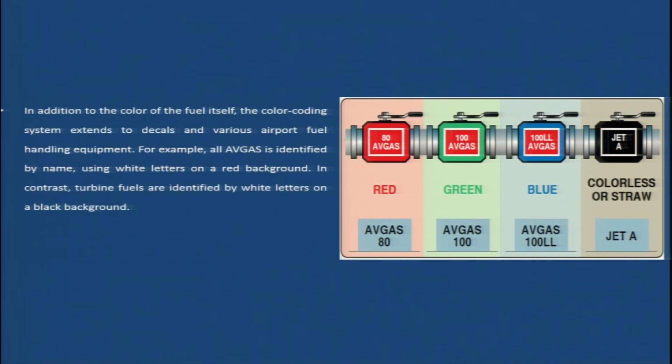For example, all avgas is identified by name using white letters on a red background. In contrast, turbine fuels are identified by white letters on a black background. So, here in the picture you see that avgas 80 is written with white letters on a red background. Avgas 100 is written in white with a green background, and avgas 100 LL is written in white letters with a blue background, and Jet A is in white letters with a black background.